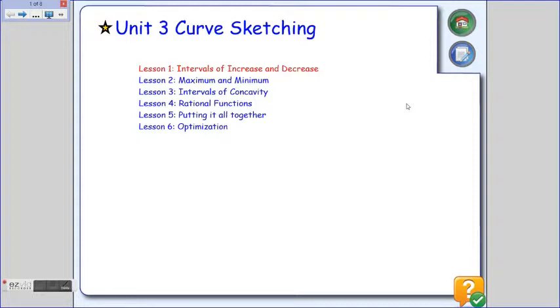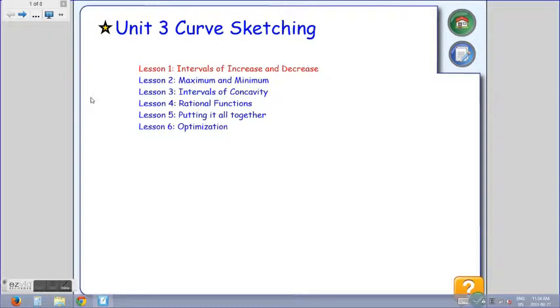Welcome to today's lesson. We are on Unit 3, Curve Sketching, Lesson 1, Intervals of Increase and Decrease. In this unit, we're going to explore one of the applications of derivatives, in which we're going to be able to use derivatives in order to sketch graphs.